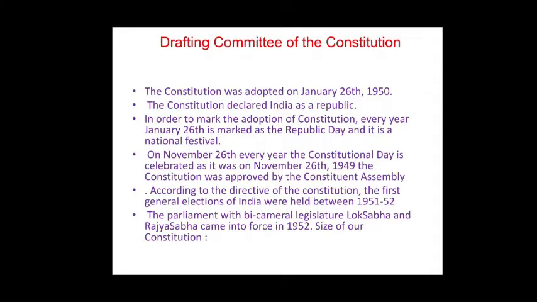When the assembly met for the first time, all assembly members verified the draft constitution and proposed 2473 amendments. All the members discussed in detail in the meetings of the Constituent Assembly. Hence, it took 3 years. Children, imagine, 3 years for the Constitution to have its final shape.